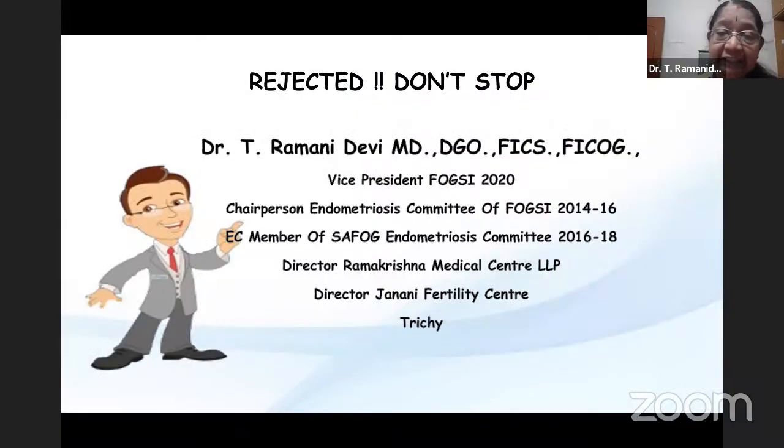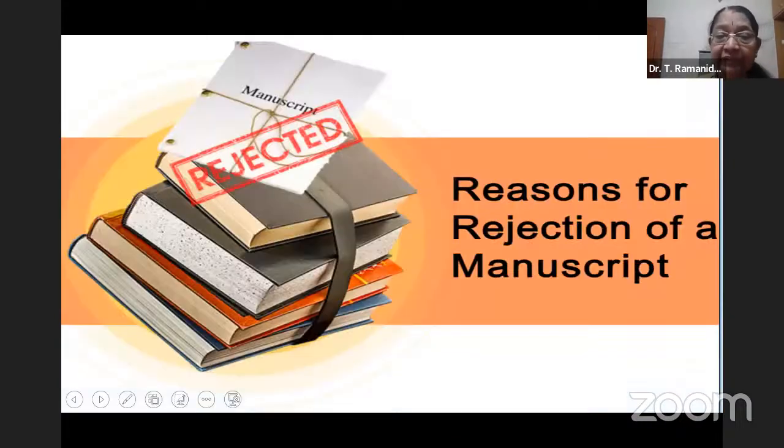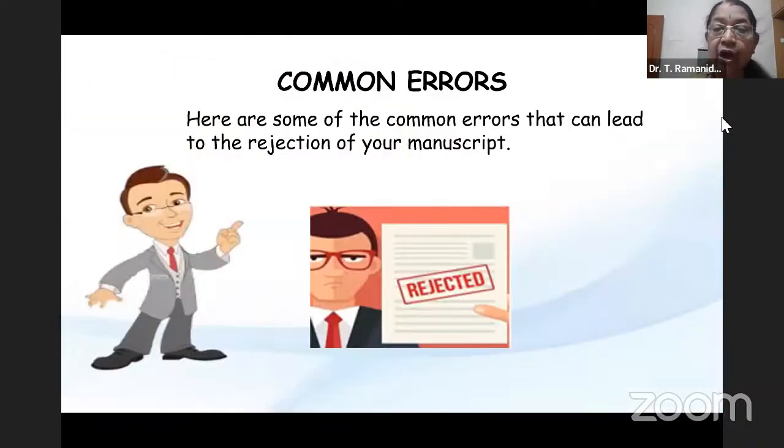See, the topic given to me, or rather what I chose, was rejection. Any article, it's very common for articles to get rejected, especially when you are in the beginning stage of your authorship; many of the articles get rejected. But we should not get depressed, and we should not stop either. You must understand why your article or manuscript has got rejected. So these are the common errors that can lead to a manuscript being rejected.